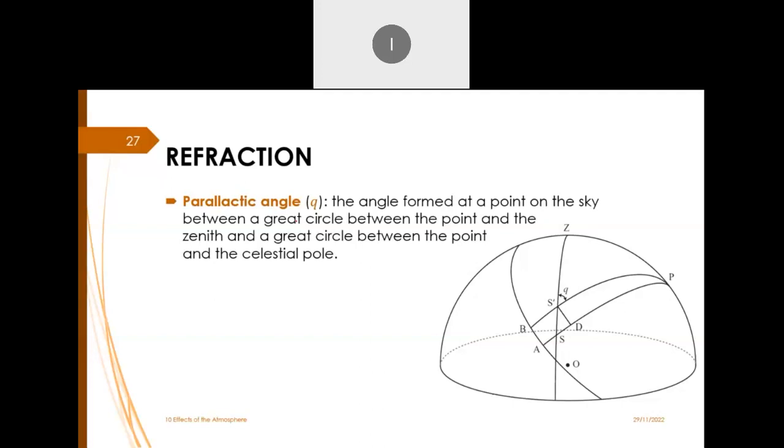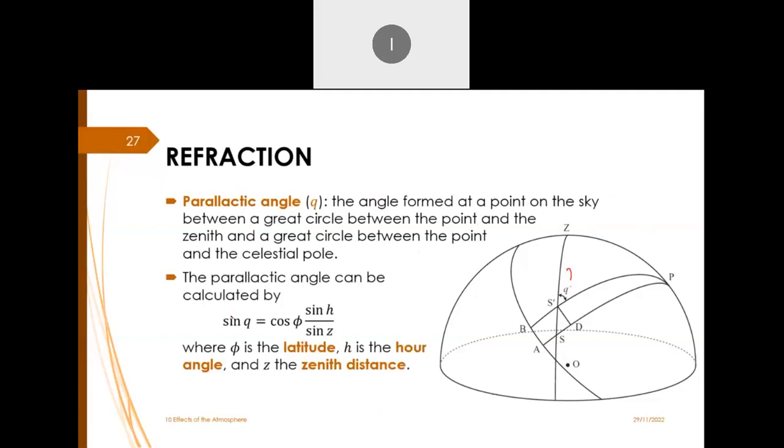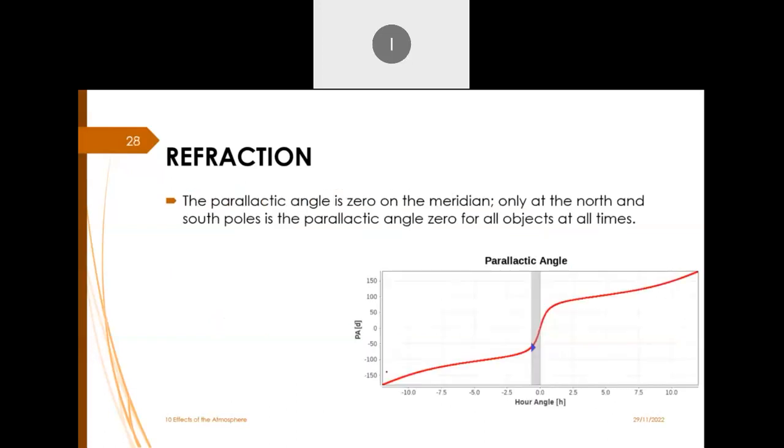Next we go to the parallactic angle Q. What is Q? It is the angle formed at a point on the sky between a great circle between the point and the zenith, and a great circle between the point and the celestial pole. This is the formula where you can get the parallactic angle, where phi is the latitude, h is the hour angle, and z is the zenith distance.